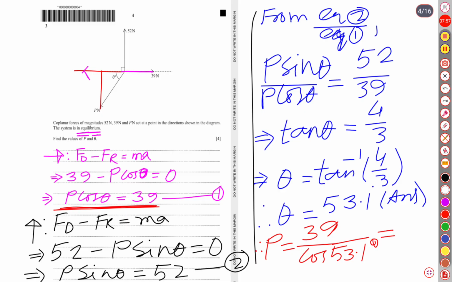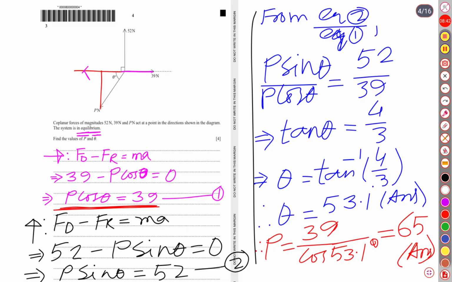So the force acting in the line is 39 over cos 53.1, equal to 65.00. So it is simply 65. 65 Newton is the force acting along this leaning line downward. So these are the two values asked in this question. So we have solved both parts of question 3.